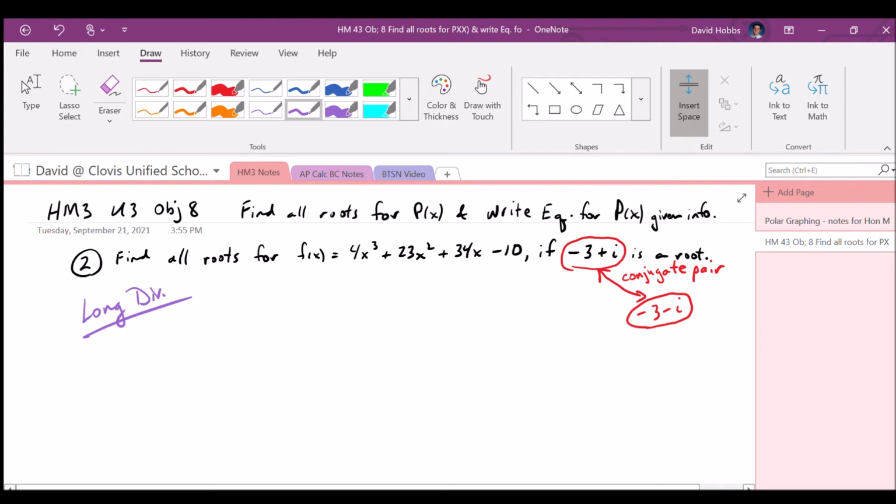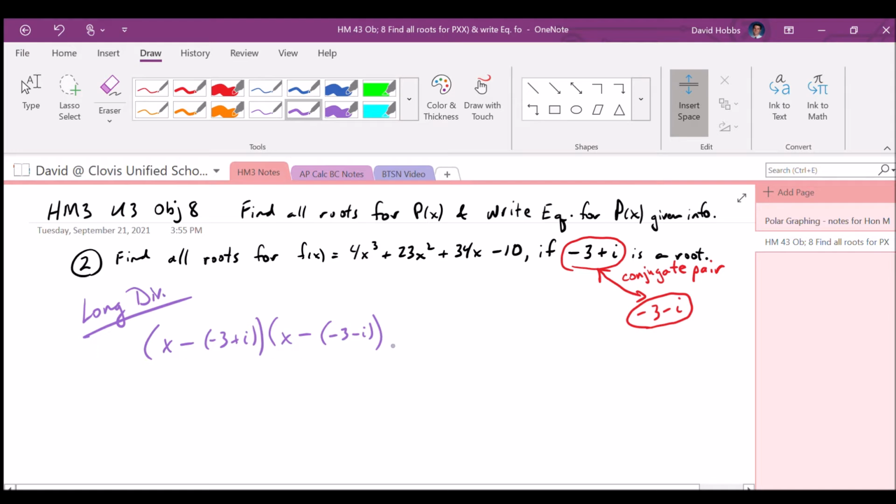Now, to do long division, we can't have the roots in this form. We can't have negative 3 plus i and negative 3 minus i. Now, technically, we can, anytime we have a root, we can say x minus the root. So there's one factor of the polynomial p of x, and the other factor would be x minus negative 3 minus i. However, you can't leave it like this. Even once we distribute the negative, you can't leave it like that.